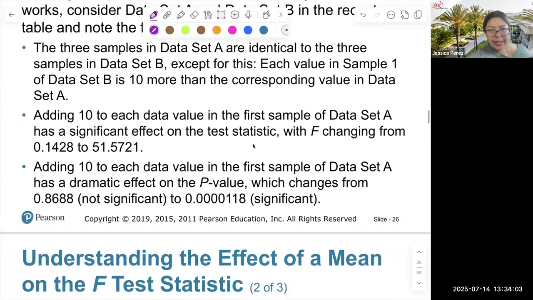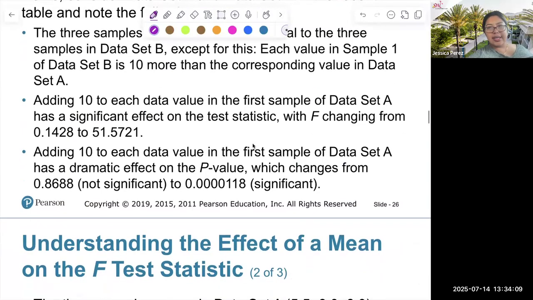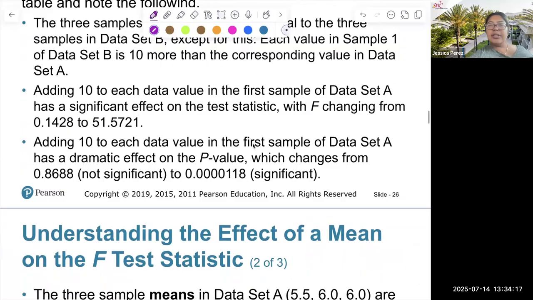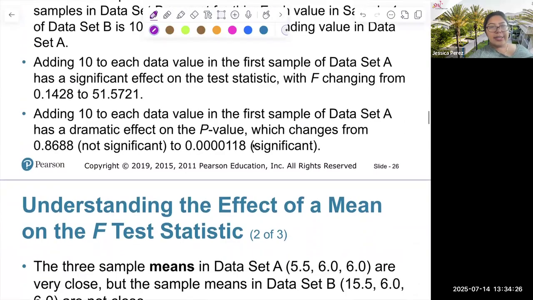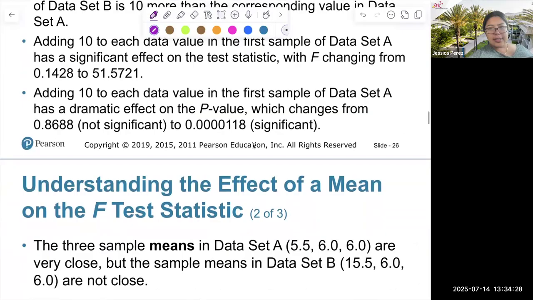So adding 10 to each data value from the first sample has a significant effect on the test statistic, with F changing from 0.1428 to 5157. Adding 10 to each data value also changes the p-value from 0.86 to 0.00018.